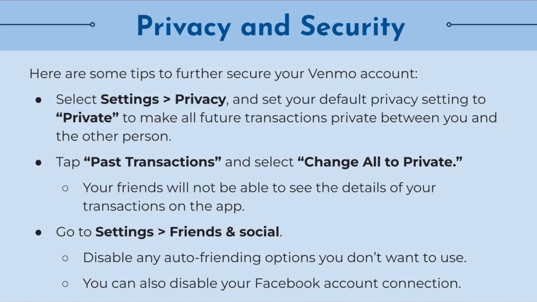Another tip is tapping past transactions and selecting change all to private. What this does is your friends will not be able to see the details of any of your past transactions on the app. Another tip is going to settings and then friends and social. You can disable any auto-friending options you don't want to use, and you can also disable your Facebook account's connection.